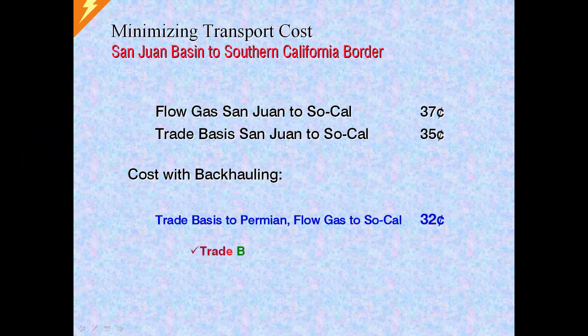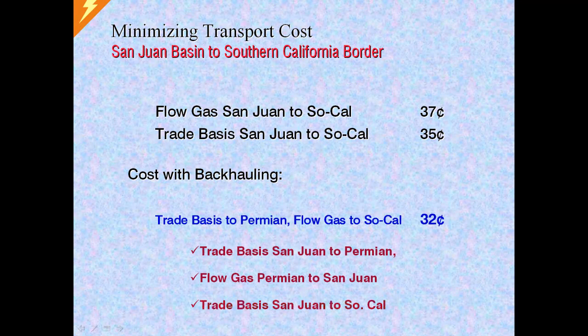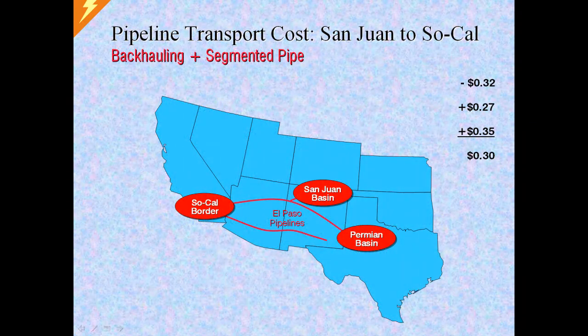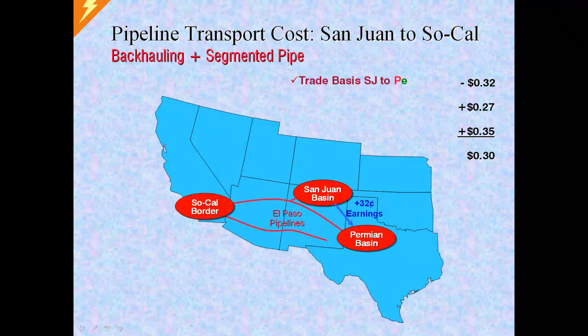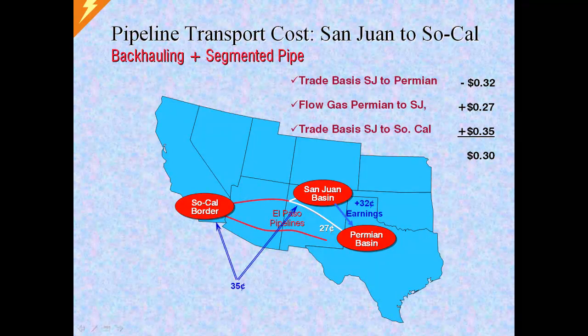So here's what we're going to do. We still move gas to Texas by trading the basis swap. But we only flow gas on the pipeline back to San Juan. From San Juan to California, we trade basis swaps. So we earn 32 cents from backhauling. Pipeline transport back to San Juan costs 27 cents. And San Juan to SoCal basis trading adds 35 cents, making our total cost 30 cents.